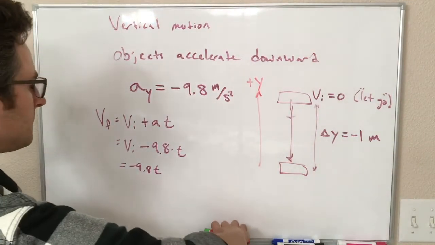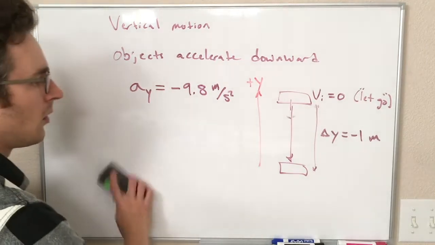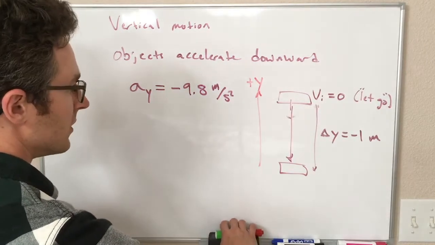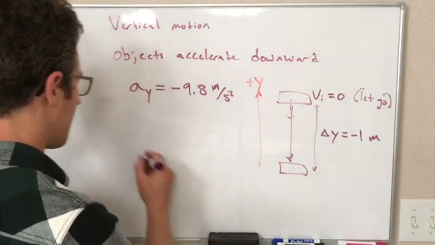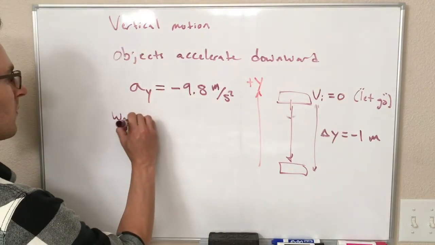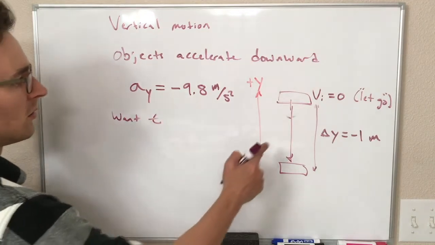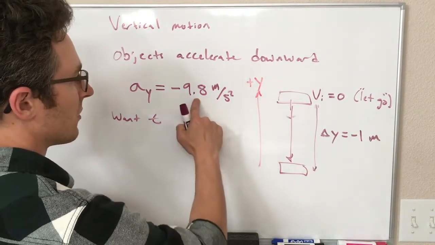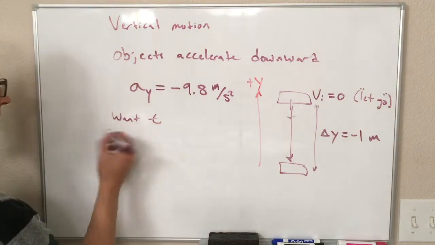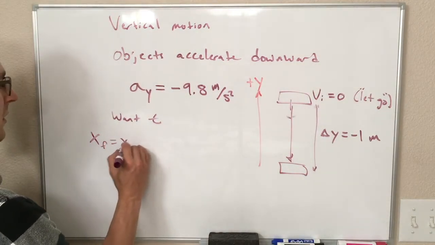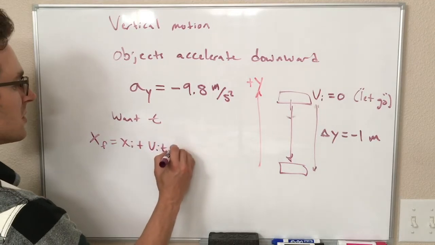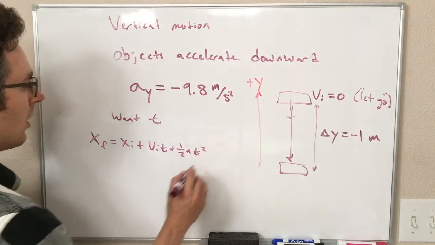And so what that lets us do now is figure out how long it takes this block to hit the ground. So we want t, and we know this displacement, we know the acceleration, we know the initial velocity. It turns out our position equation, x final equals x initial plus v initial t plus 1/2 at squared, works.